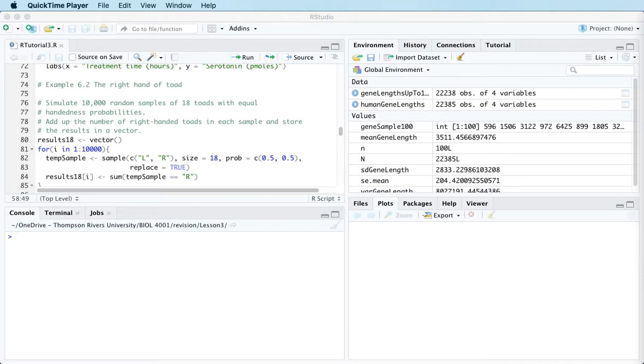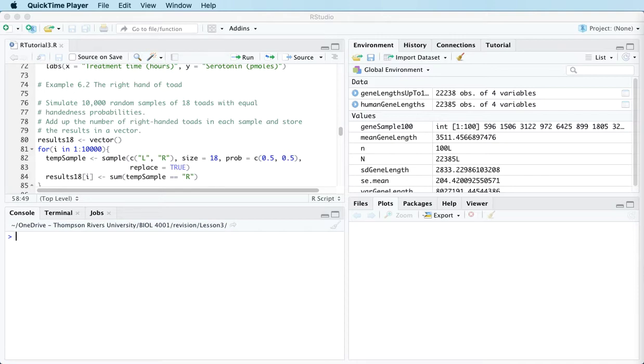So in our sample, we got 14 right-handed toads. So that would be data that shows as great a difference from the null hypothesis. What would be a greater difference? Well, 15 right-handed toads, that would be a greater difference. Or 16, or 17, or 18. So each of those outcomes would represent a greater difference from the null hypothesis.